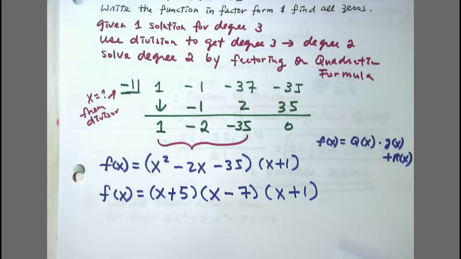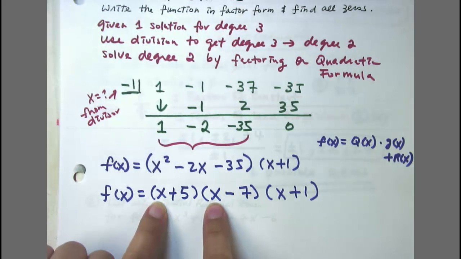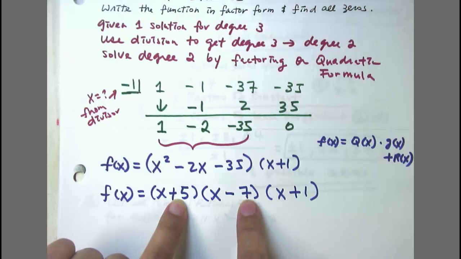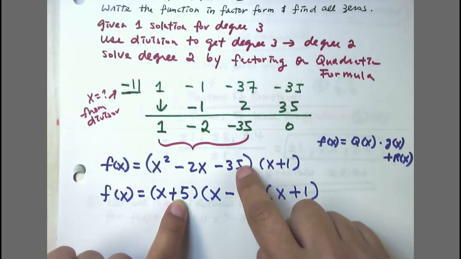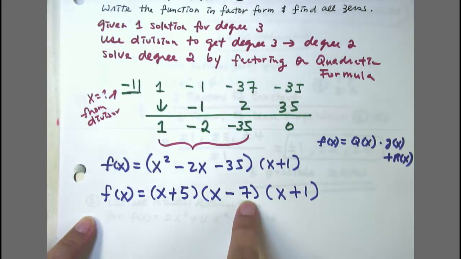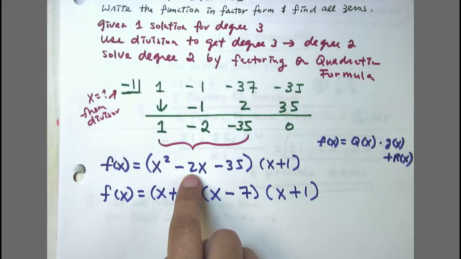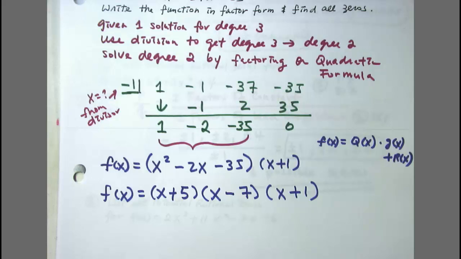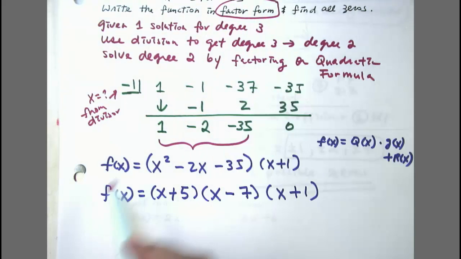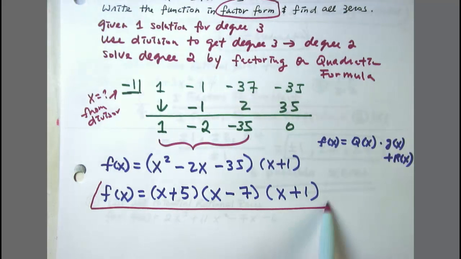And you can check it real quick, like these two times together is x squared, the first term. 5 times negative 7 is negative 35, the last term. And outside, these two multiply is negative 7x. Inside we have plus 5x, so that gives us negative 2x. So we can check it real quick. So this is the one they call factor form. Don't forget f of x.